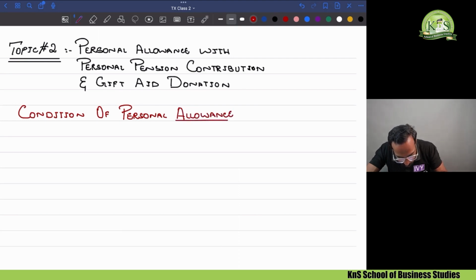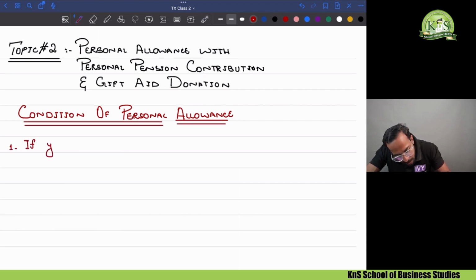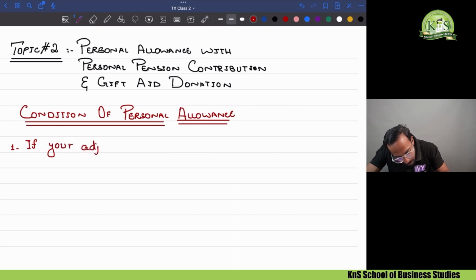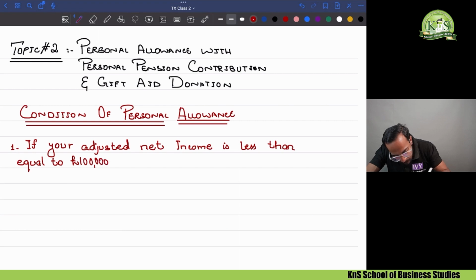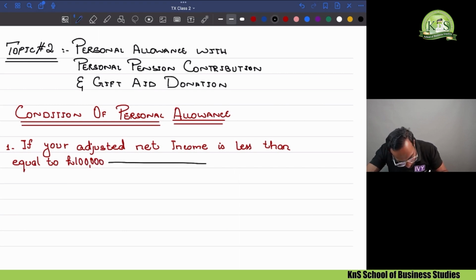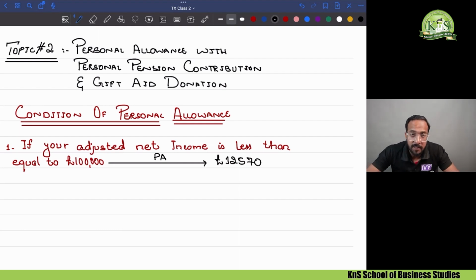Now, see the conditions. Number 1 condition: if your adjusted net income is less than or equal to 1 lakh pound, your personal allowance will be 12,570. Please write this point number 1.